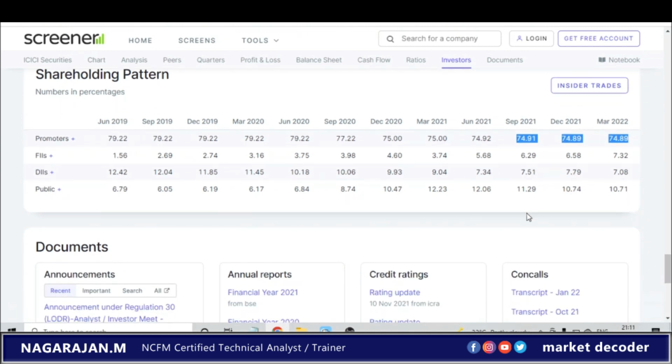I have given enough information on this company, so let's trade accordingly and maintain the stop loss.